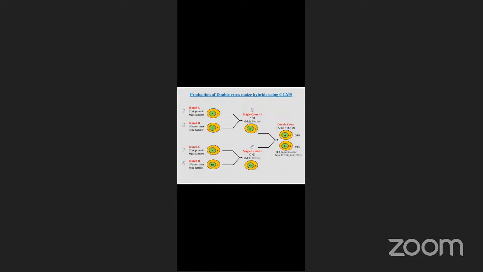Let's see the process of cytoplasmic male sterility. We can observe here: first, inbreed cytoplasmic male sterile and inbreed B. First A and B: male fertile, male sterile. Of course, the male sterile is considered as a female.